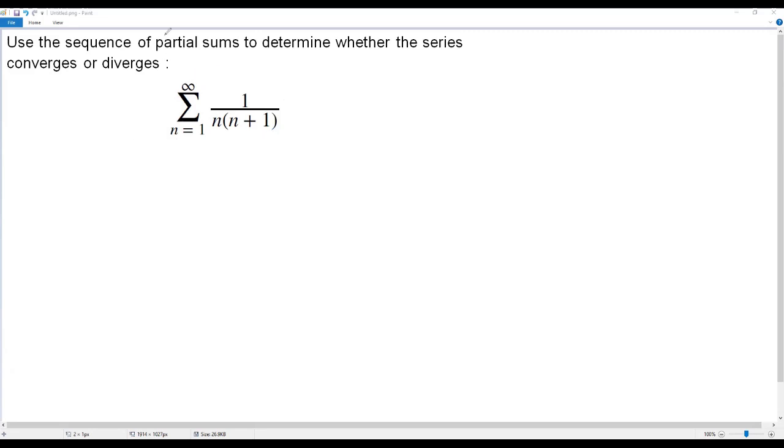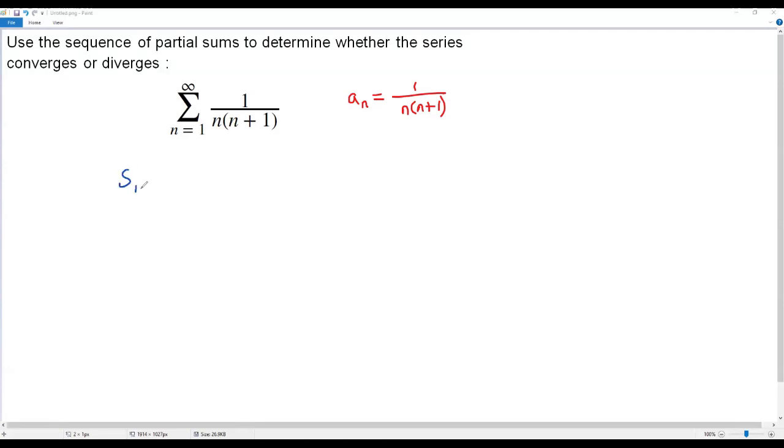of partial sums. For that, first we have to write the nth term of the given series, that is 1 over n times n plus 1. So the expression we have over here represents the nth term of the given infinite series. Okay, now let's find some partial sums of the given series.